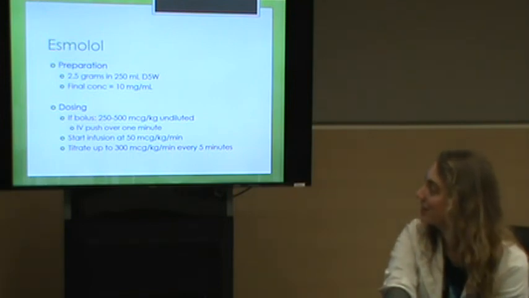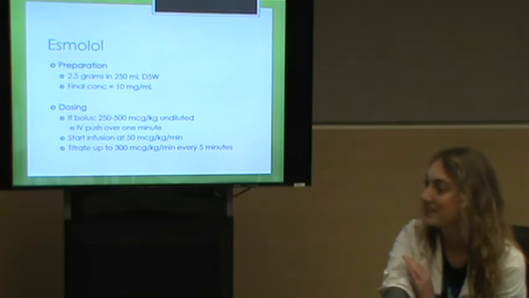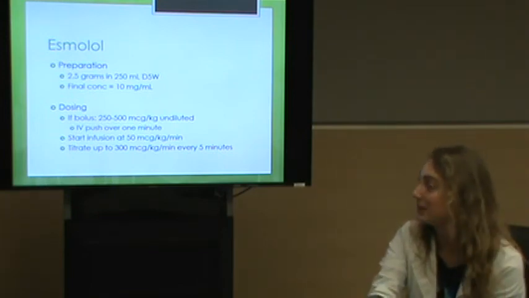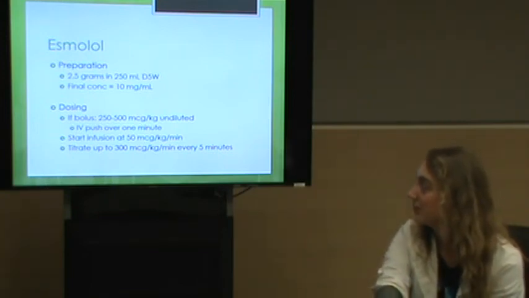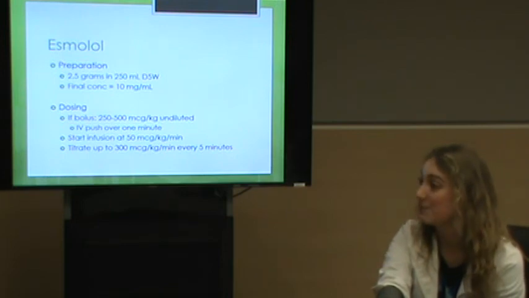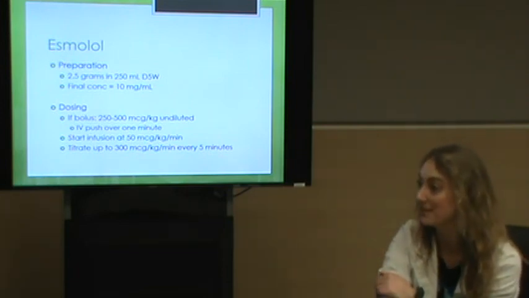Our premix actually is an NS, but the package insert recommends using D5, so it's compatible either way. If you have a patient who is diabetic, you might want to use the NS premix. If we had somebody with hypernatremia, you might ask that we prepare a drip instead that's in D5.